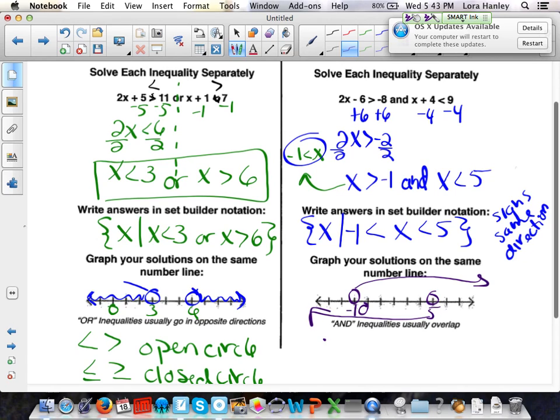We want numbers that satisfy that at the same time. So numbers that are greater than negative 1 and less than 5 are where those two shadings overlap. So everything in between is what I want actually shaded. And then we can erase our arrows. You don't actually have to draw the arrows, but they just help me visualize what I need. And that's all there is to compound inequalities.